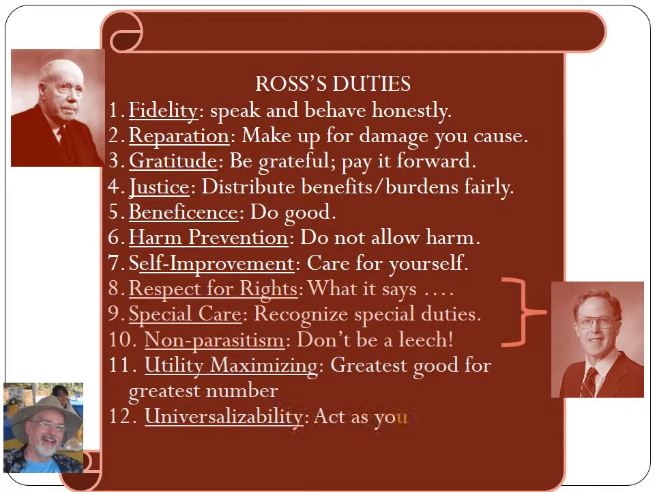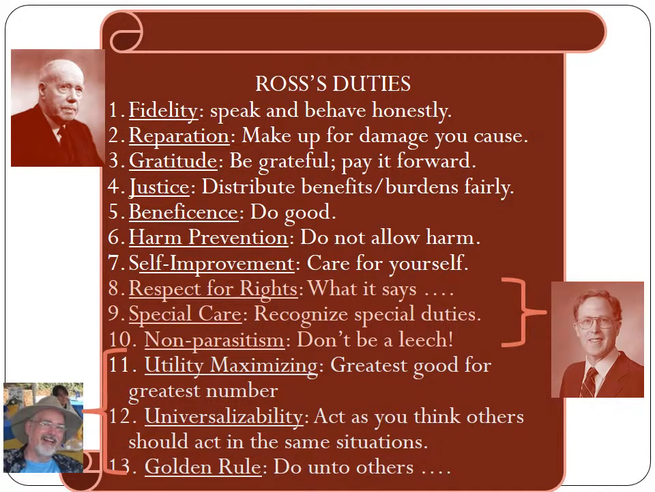Next, universalizability. Act in ways that you would want others to act in the same situations. And finally, the golden rule. Treat others the way you believe you ought to be treated. Now, the first of these, maximizing utility, is taken from the moral theory of utilitarianism, perhaps the most popular moral theory in the Western world today.